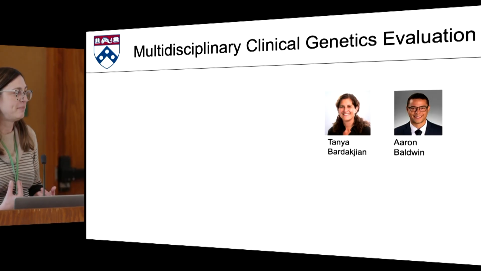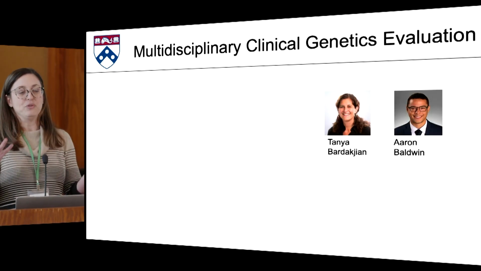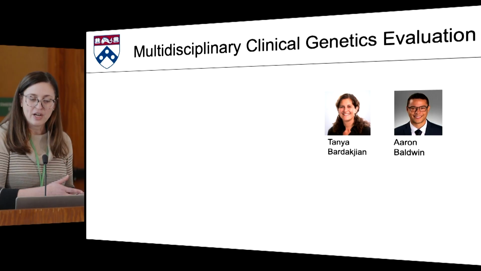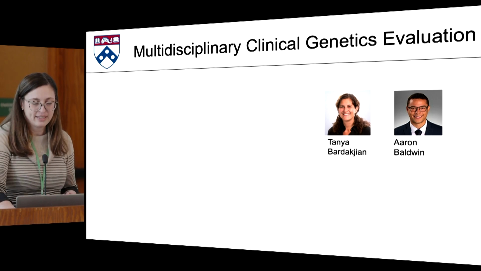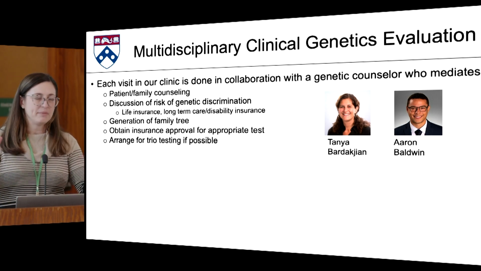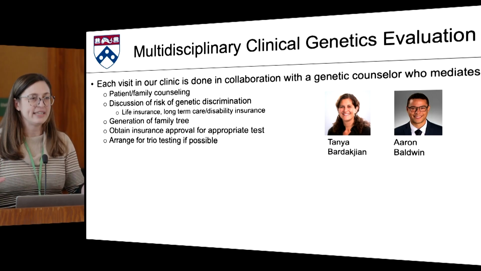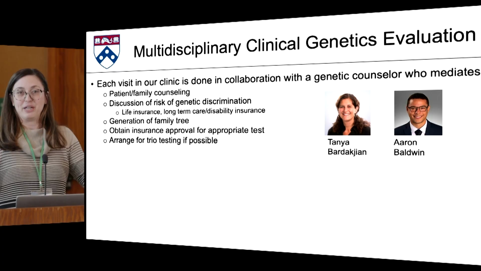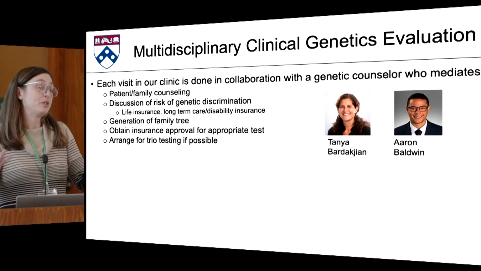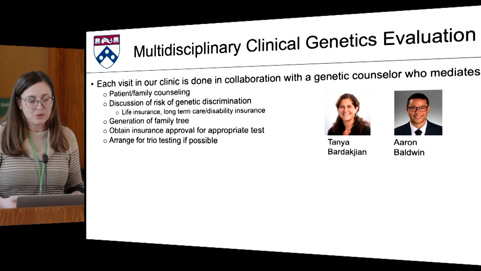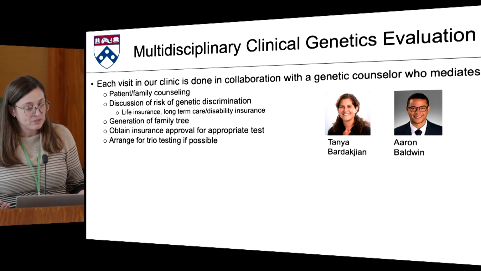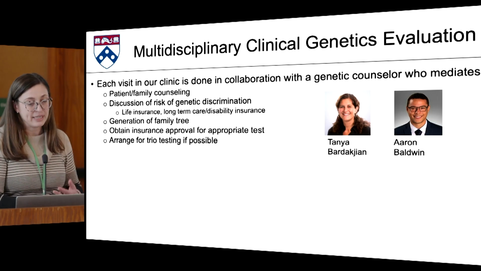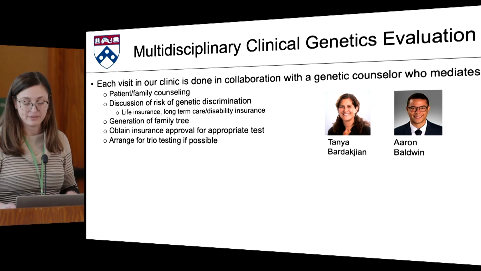And so when people come to see me, we do our version in the adult world of what we can do for a multidisciplinary evaluation. And so I see people with a genetic counselor. I started with Tanya Bardakjian and now with Aaron Baldwin. And I know I'm kind of preaching to the choir here, you know these things, but it's not always known in the adult world that you should do these things. So when I give grand rounds and I say this, it's to be very clear that you have to do this, right? And so our genetic counselor helps with the family counseling, discusses risks of genetic discrimination, generation of the family tree, obtaining insurance approval, and trio testing for the family if we can.